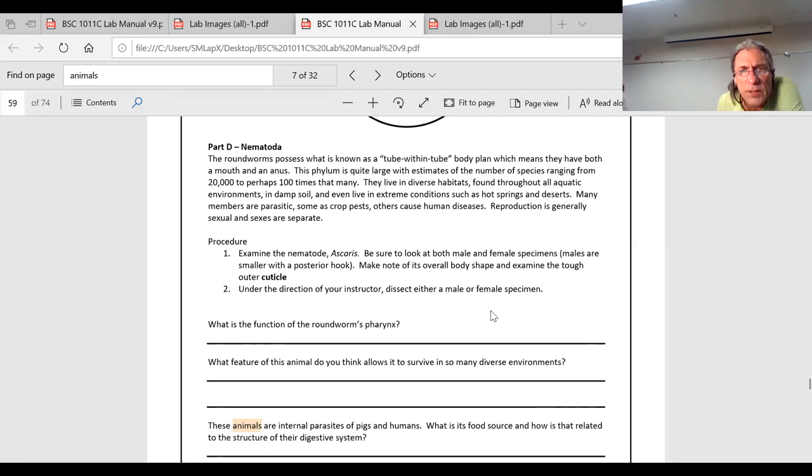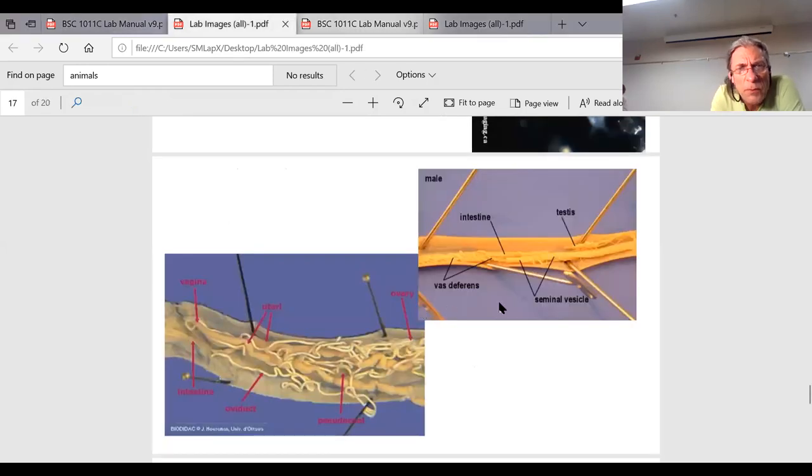And what feature of this animal do you think allows it to survive in so many diverse habitats? Let's look at a picture. Here's one dissected down below. Female on the left, male on the right. I'm not concerned about you knowing the differences in the sex from the internal sex organs. As you can see, it looks like spaghetti. It's very hard to tell.